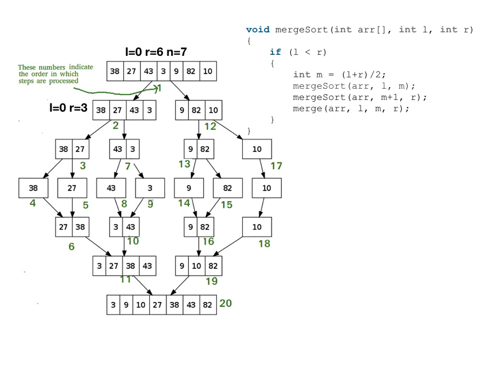Then 6 is the next, then you have 7, then 7 is split into 43, 3, then merge 8, 9, then 6 and 10 will be merged, 11, then similarly again you go back, 12, 13 and 17 is split, 14, 15 will be merged into 16, 16 and 18, then 19, finally 11 and 19 will be merged, finally you get the output at 20. So this is what merge sort is all about.